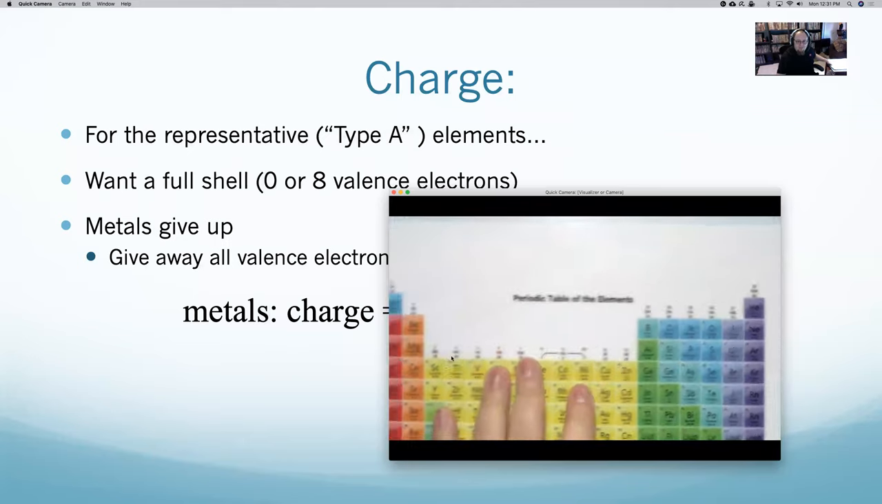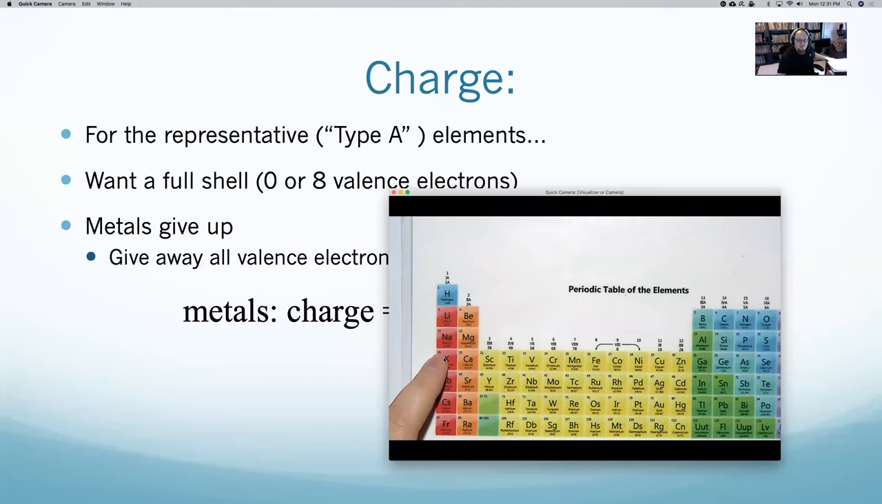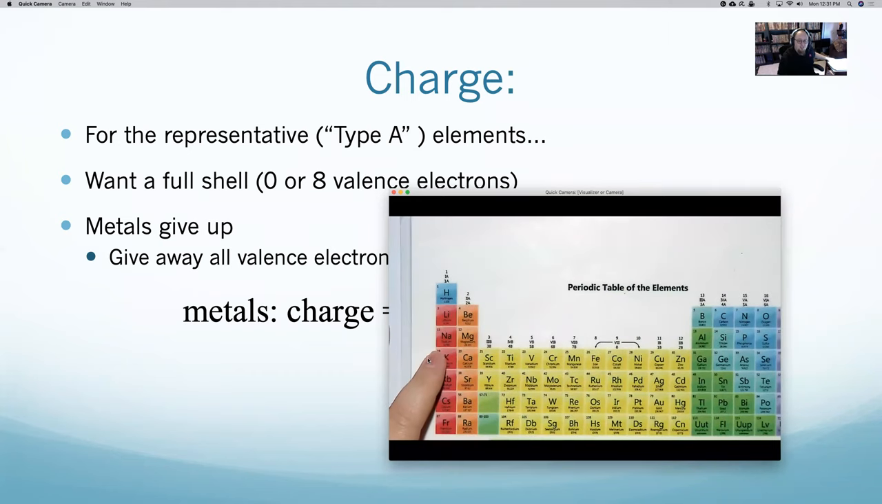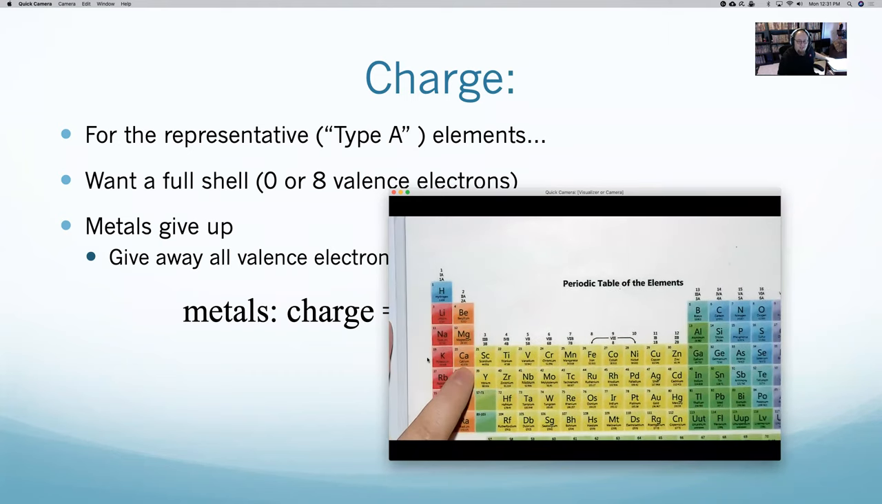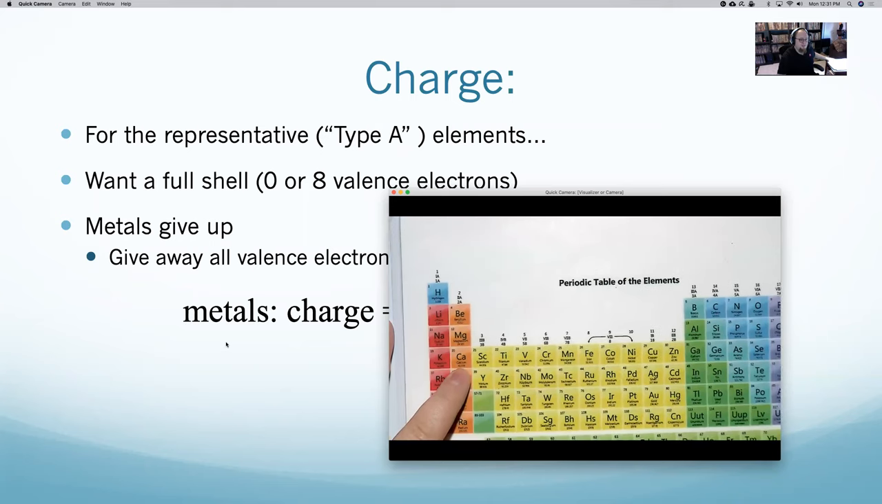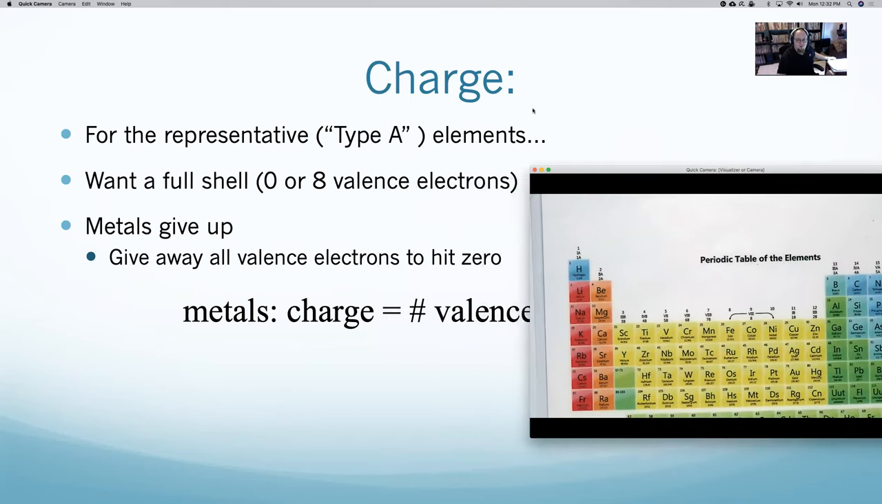And so everything in family 1A started with one valence electron. When they ionize, they'll get a charge of plus one. Everything in family 2A had two valence electrons. When they ionize, they'll get a charge of plus two, and so on.